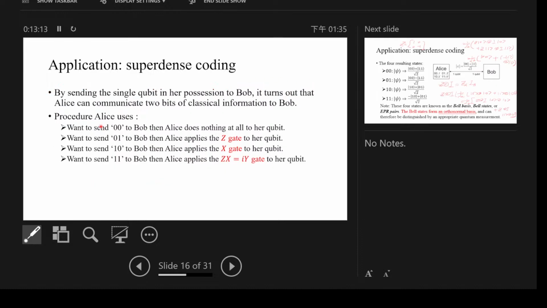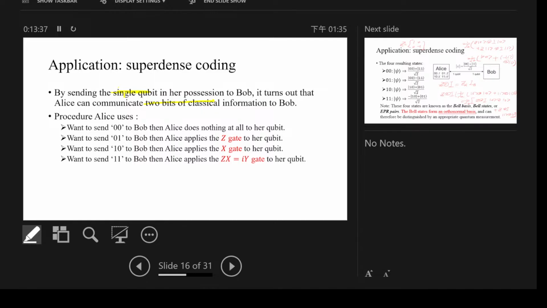Okay. And yeah, so let's see how it does. So yeah, now with this pre-shared entanglement, Alice can send 2 classical bits of information by sending 1 qubit. So this is what Alice does.